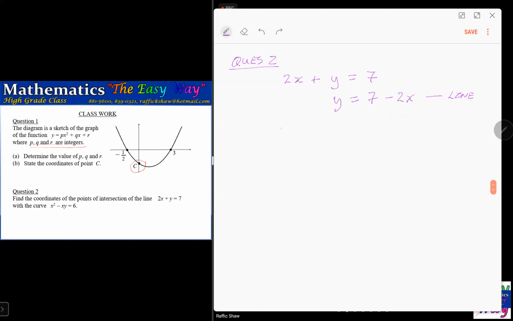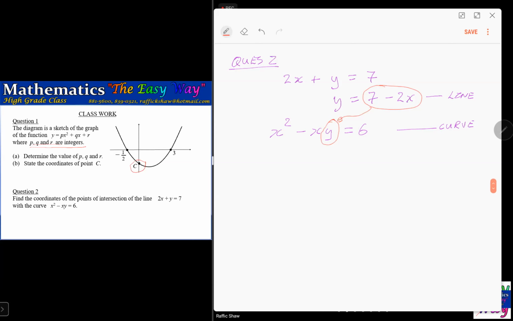And this is the curve now. The curve is x squared minus xy equals 6. This is the curve. We're trying to find a point of intersection. And we know that the line and the curve have the same value. So at the point of intersection, the line is saying y equals that. And so the y on the curve is the same value. So it means that we can take this and replace the y in the curve there because they are the same value at the point of intersection.